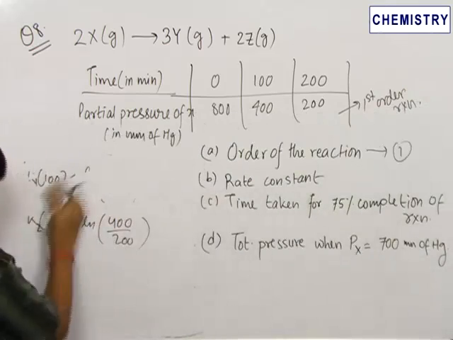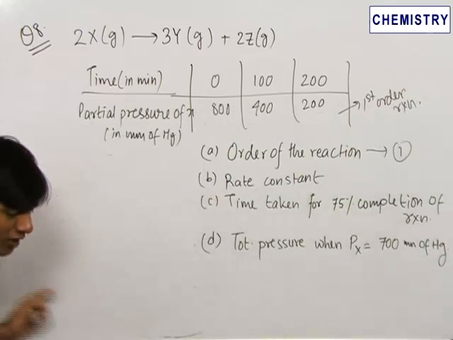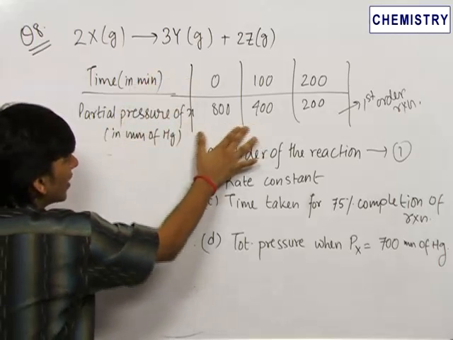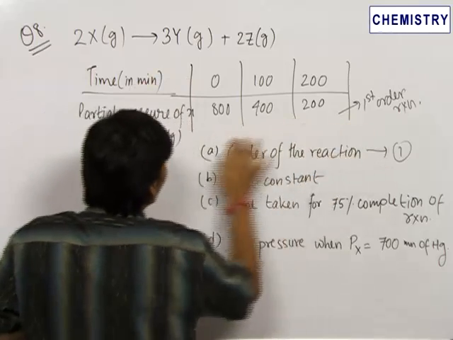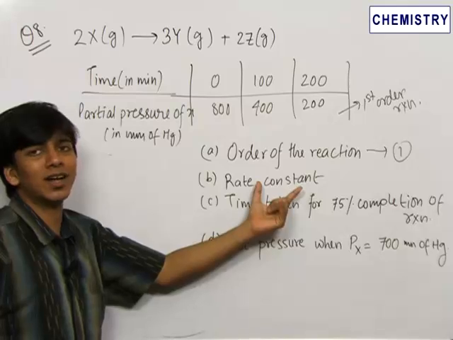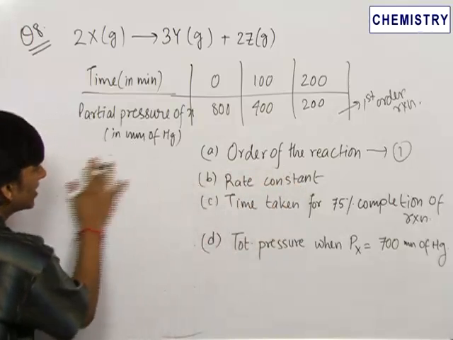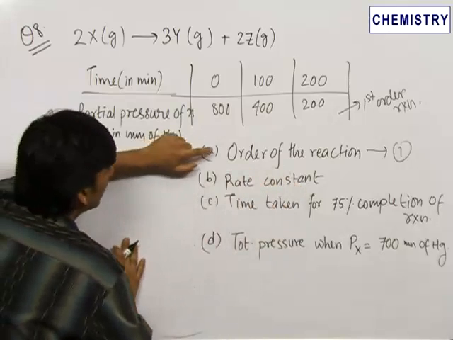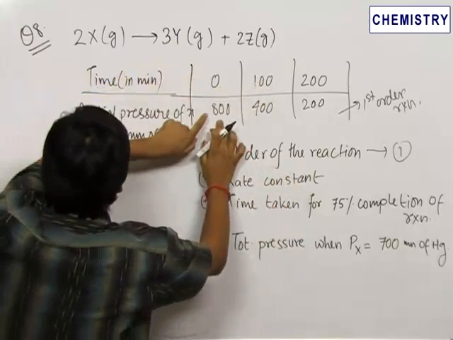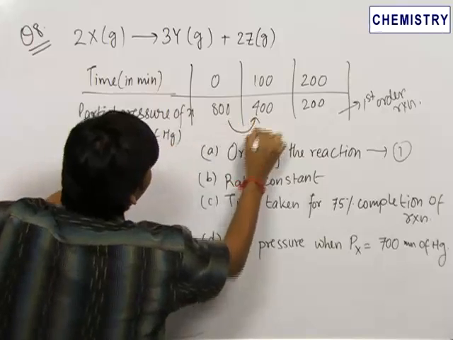Now, instead of doing all this, you could have directly seen the answer if you see the data very carefully. The data which has been given is very typical and it is definitely given so that you see the data and write the answer directly. You need not solve it. The questions in IIT are therefore very conceptual. We can see that in 100 minutes, the partial pressure reduces to half.